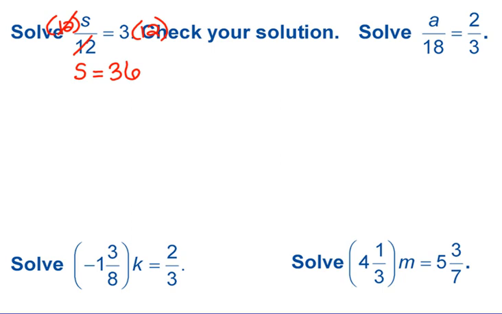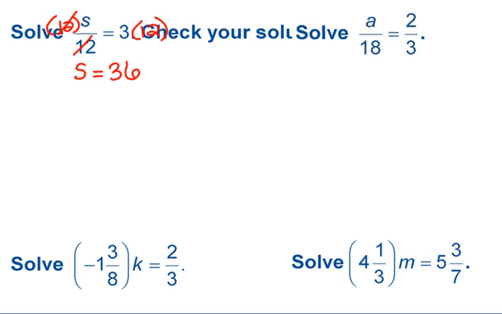This problem's a proportion. It's going to be a little bit different. It's actually going to be 2 steps because you've got to set up your equation from the proportion. You'll have a couple of these. Okay? So you cross multiply.